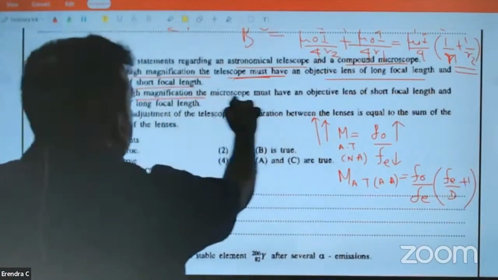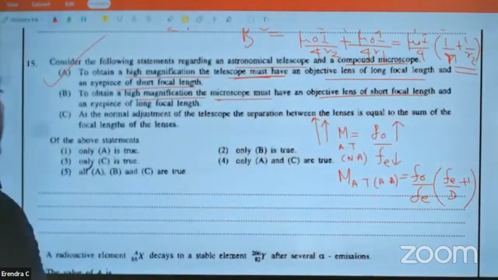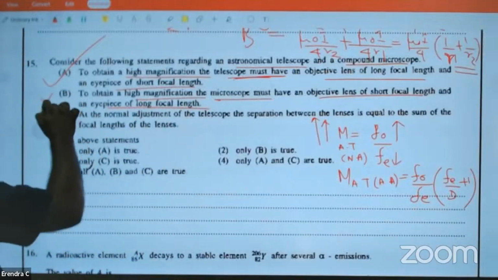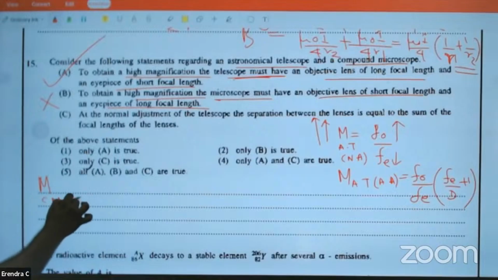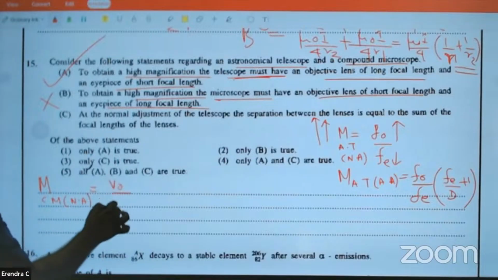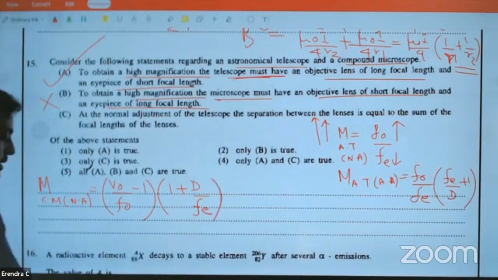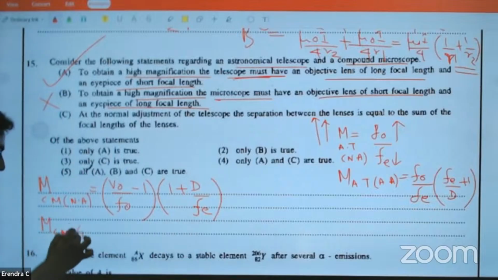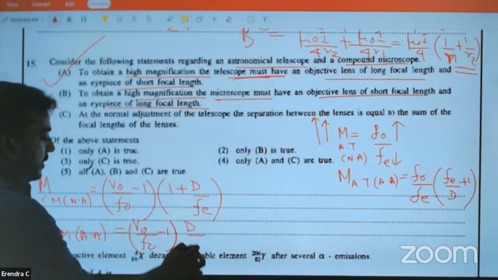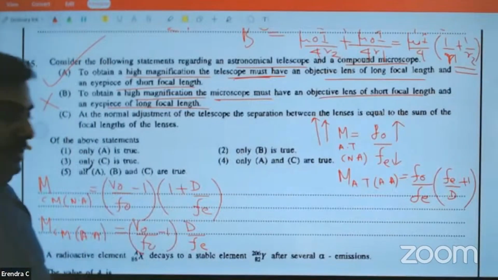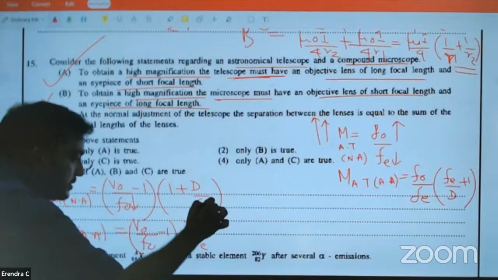To obtain higher magnification, the microscope must have objective of shorter focal length and eyepiece of longer focal length. This is wrong. Reason, magnification, compound microscope, normal adjustment. I'm sure by now you should know. V0 over F0 minus 1, 1 plus D over Fe. Here, compound microscope, alternate adjustment, you should know. V0 over F0 minus 1, D over Fe. To obtain higher magnification, remember this also should reduce.